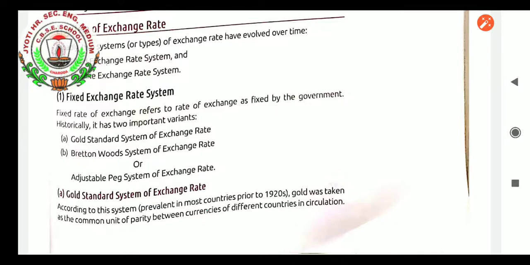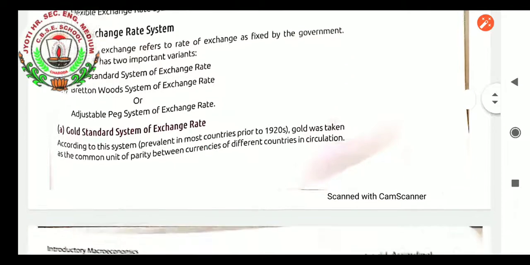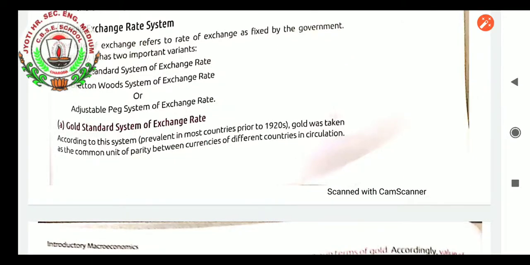Fixed exchange rate system, first of all, the meaning: that type of exchange rate system in which the rate of exchange is fixed. It cannot be changed. It is fixed by the government. Now let us see the gold standard system of exchange. I want to explain to you the gold standard rate of exchange.